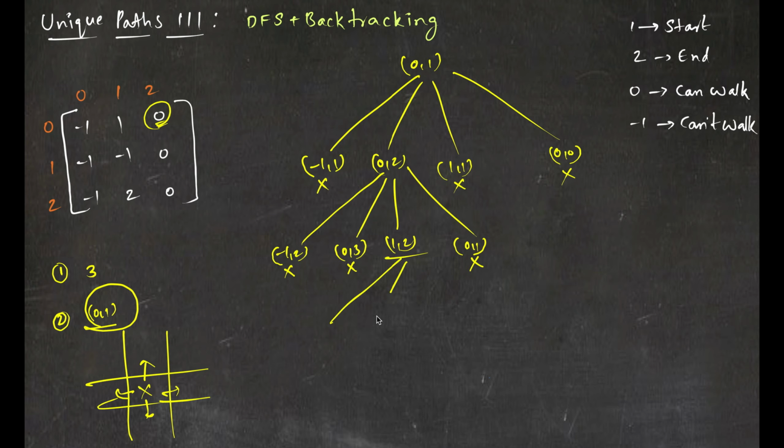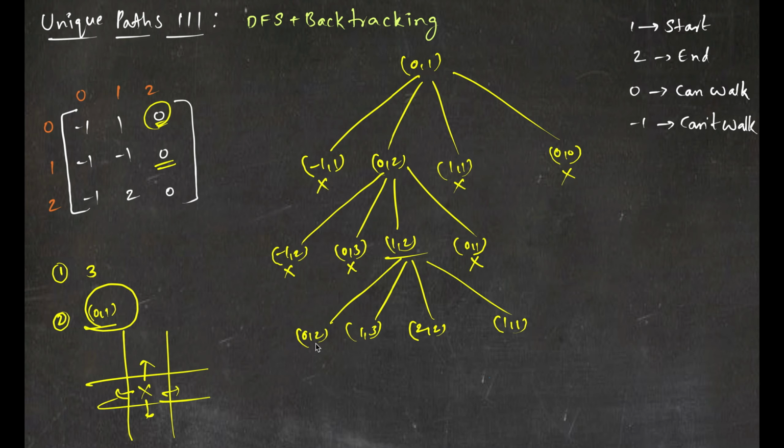We'll be having 4 options here. So we are here now. We can go up, it's going to be 0, 2, or we can go right, it's going to be 1, 3, or I can go down, it's going to be 2, 2, or I can go left, it's going to be 1, 1.